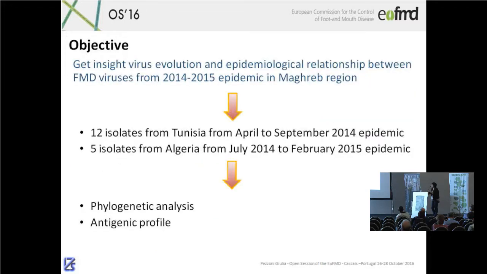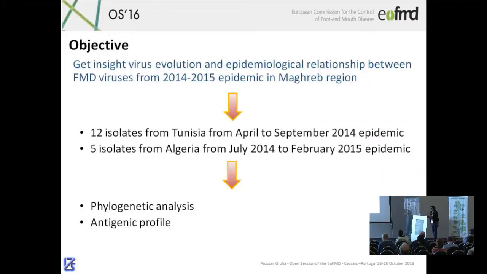So in order to get insight into the evolution of these viruses and the epidemiological relationship between the outbreaks during the epidemic wave in Maghreb, we collected 12 isolates from Tunisia and 5 isolates from Algeria all along the epidemic wave, and we performed the phylogenetic analysis. We studied the antigenic profile of some of the isolates.